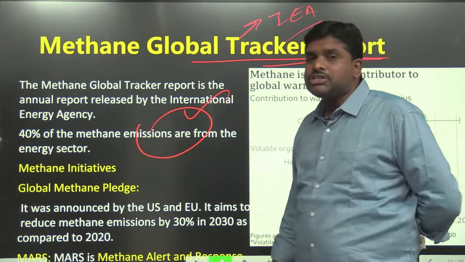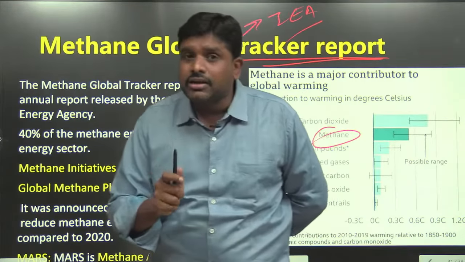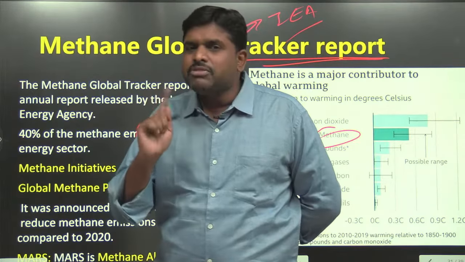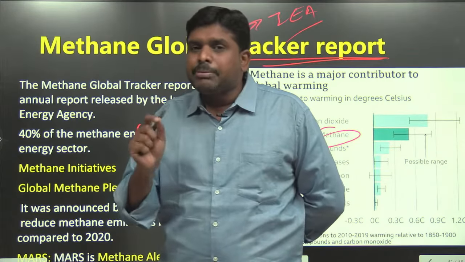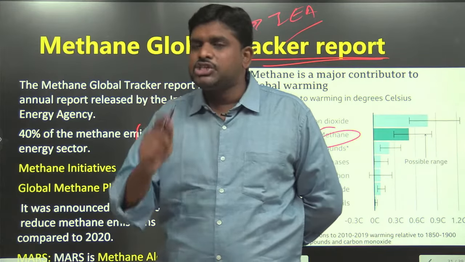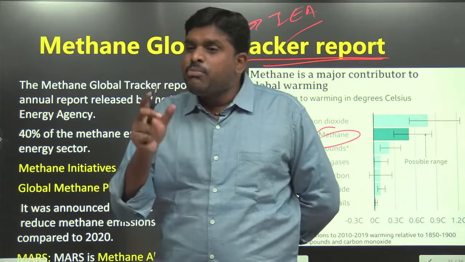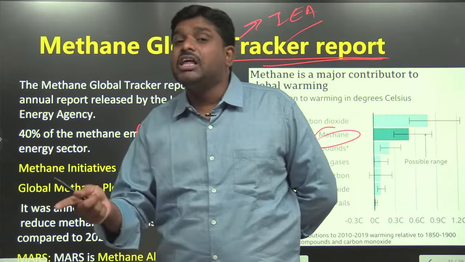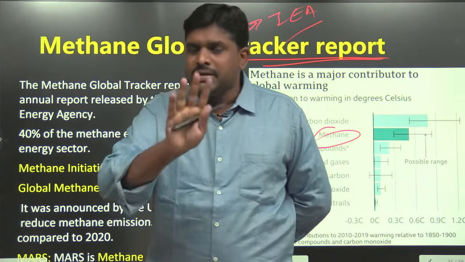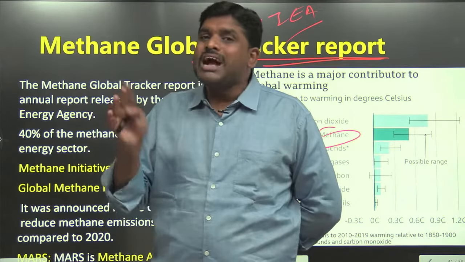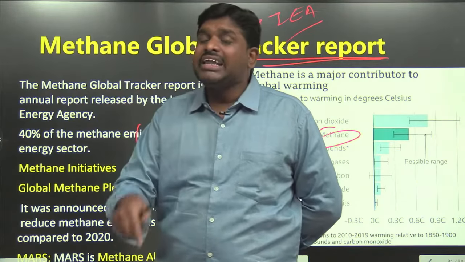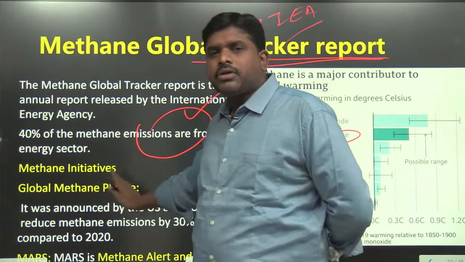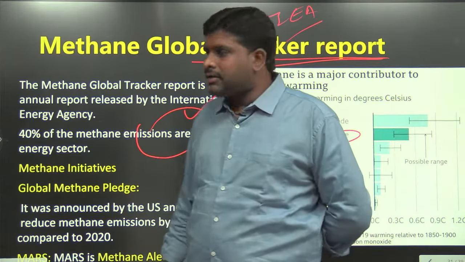40% of methane emissions are coming from the energy sector, mainly from thermal power corporations. Methane is more intense, more powerful, more dangerous when compared to any other pollutant. So we need to control methane. From animals, from cows also, methane is coming up. Agriculture also emits methane, but the larger amount is from the energy sector.